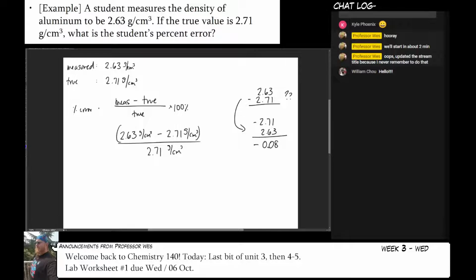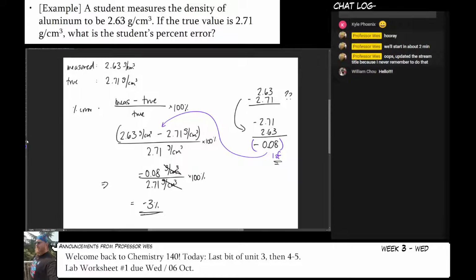So this is the result of this calculation right here, and you'll notice that it only has one sig fig, so that's going to affect our result. So it's very important to do the subtraction first. So now we have negative 0.08 grams per cubic centimeter divided by 2.71 grams per cubic centimeter. I forgot my times 100% up here. My units now cancel, and I just punch it in the calculator. So I get negative 0.08 divided by 2.71 times 100%. And what I get is negative 2.952, but we already said there's only going to be one sig fig here. So I would report my percent error as negative 3 due to sig figs here.